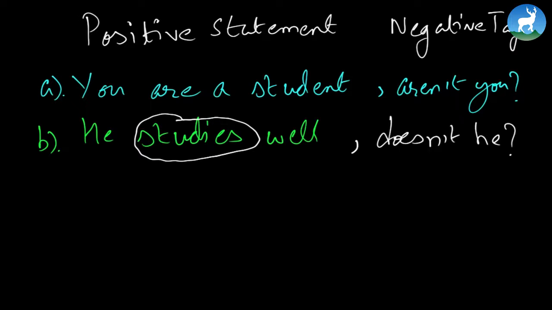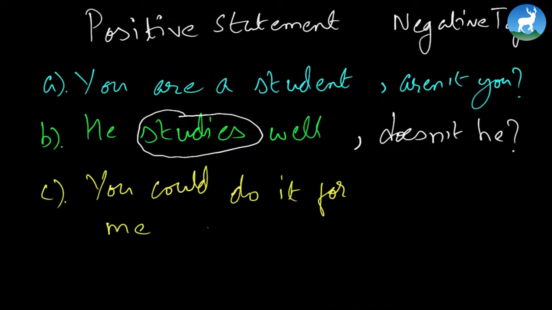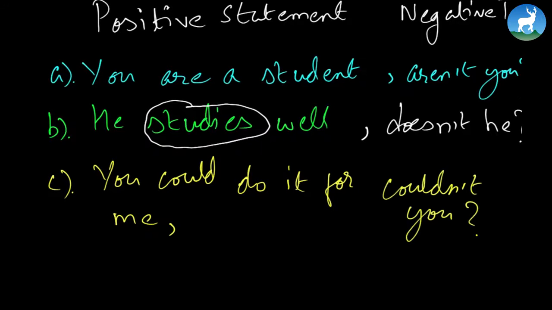Let's figure out one last example. You could do it for me, with a comma to separate. You could do it for me. Positive statement, negative tag. Couldn't you? So again, let's consider a few things here. A positive statement will always have a negative tag.